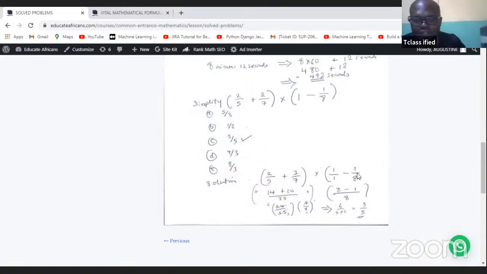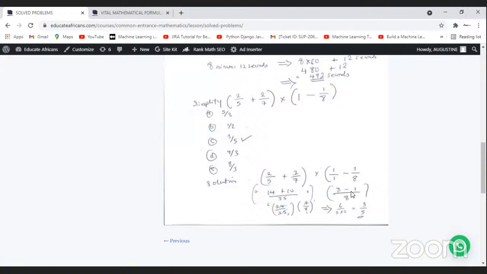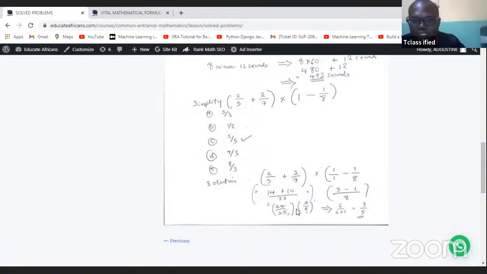So do the same thing for this one. 1 is the same thing as saying 1 over 1. So get the LCM of 1 and 8. What can 1 and 8 divide without any remainder? That is 8. So you write 8 here. 8 divided by 1 is 8, 8 times 1 is 8, you have 8 here. Then 8 divided by 8 is 1, 1 times 1 is 1, you have 1 here. So the new fraction is now 8 minus 1, which is 7, all over 8.